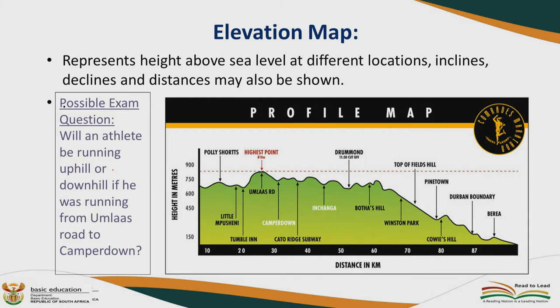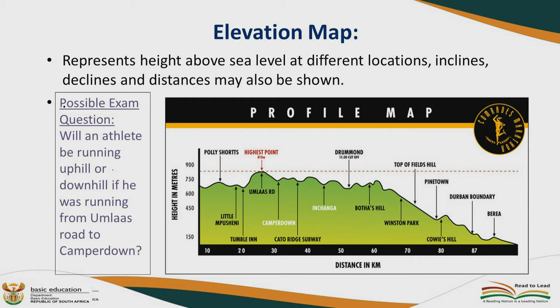If you look here, on your horizontal axis, it is showing your distance in kilometers from 10, 20, up until 87 kilometers. And then the height in meters, you have your highest point. That is, the highest point is actually 810 meters. And then you have your steeps also named. You have the Polishots, Little Mbujeni, Umlas Road, and Drummond. And on Drummond, it's written Drummond 11:30 cutoff.